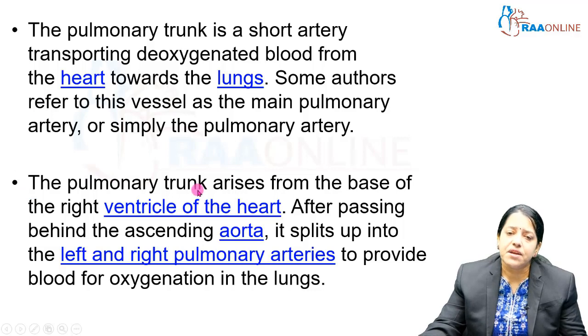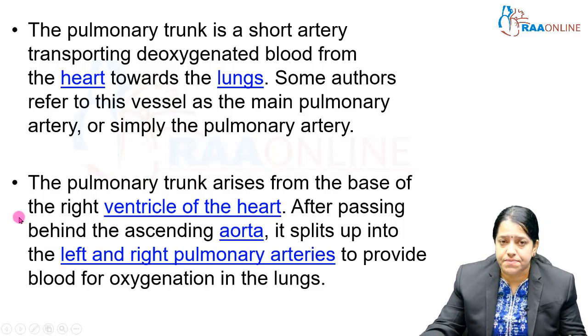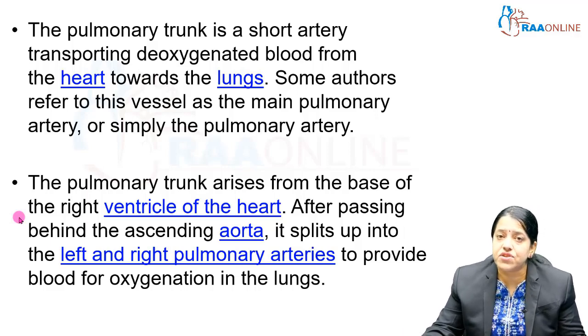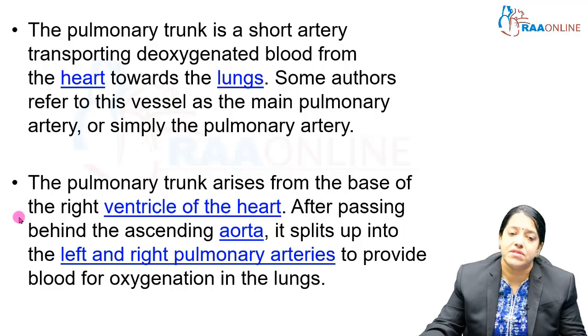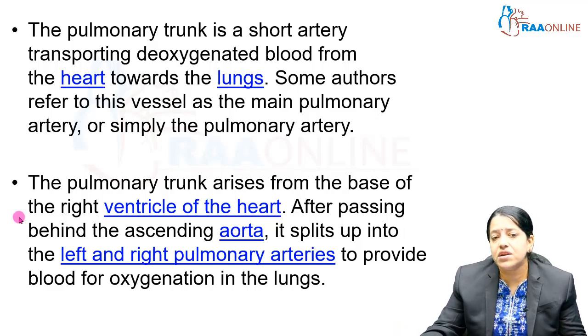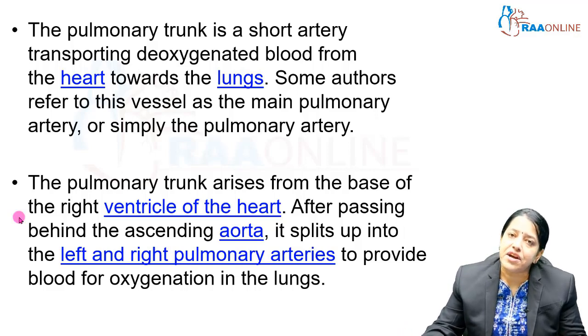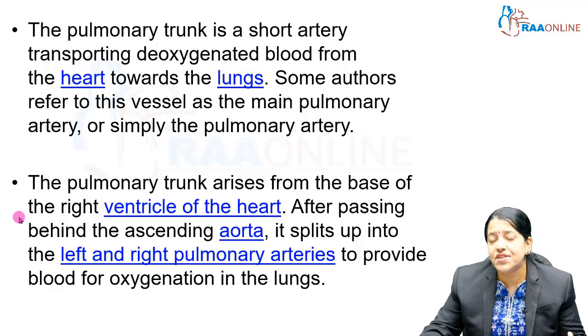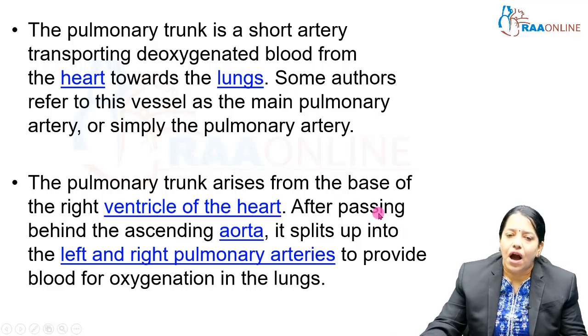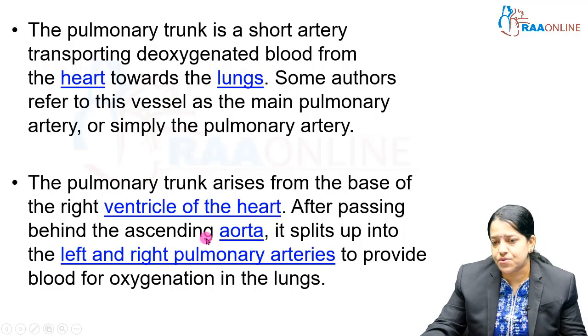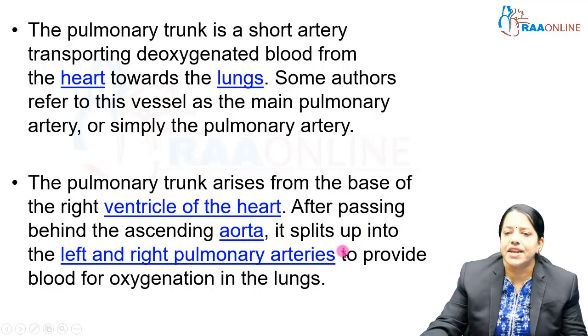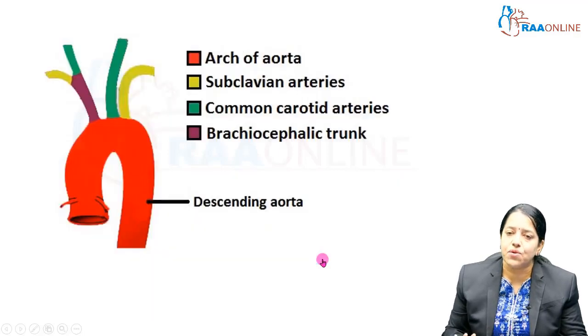Here you can see that the pulmonary trunk is arising from the base of the right ventricle. Always remember, the right side of the heart is the venous side of the heart, which is having the deoxygenated blood. The left side of the heart is the arterial side of the heart, carrying the oxygenated blood. But the pulmonary trunk is arising from the venous side of the heart, the right ventricle. After passing behind the ascending aorta, it will split into right and left pulmonary arteries to provide oxygenation to the lungs. So it will go for oxygenation.